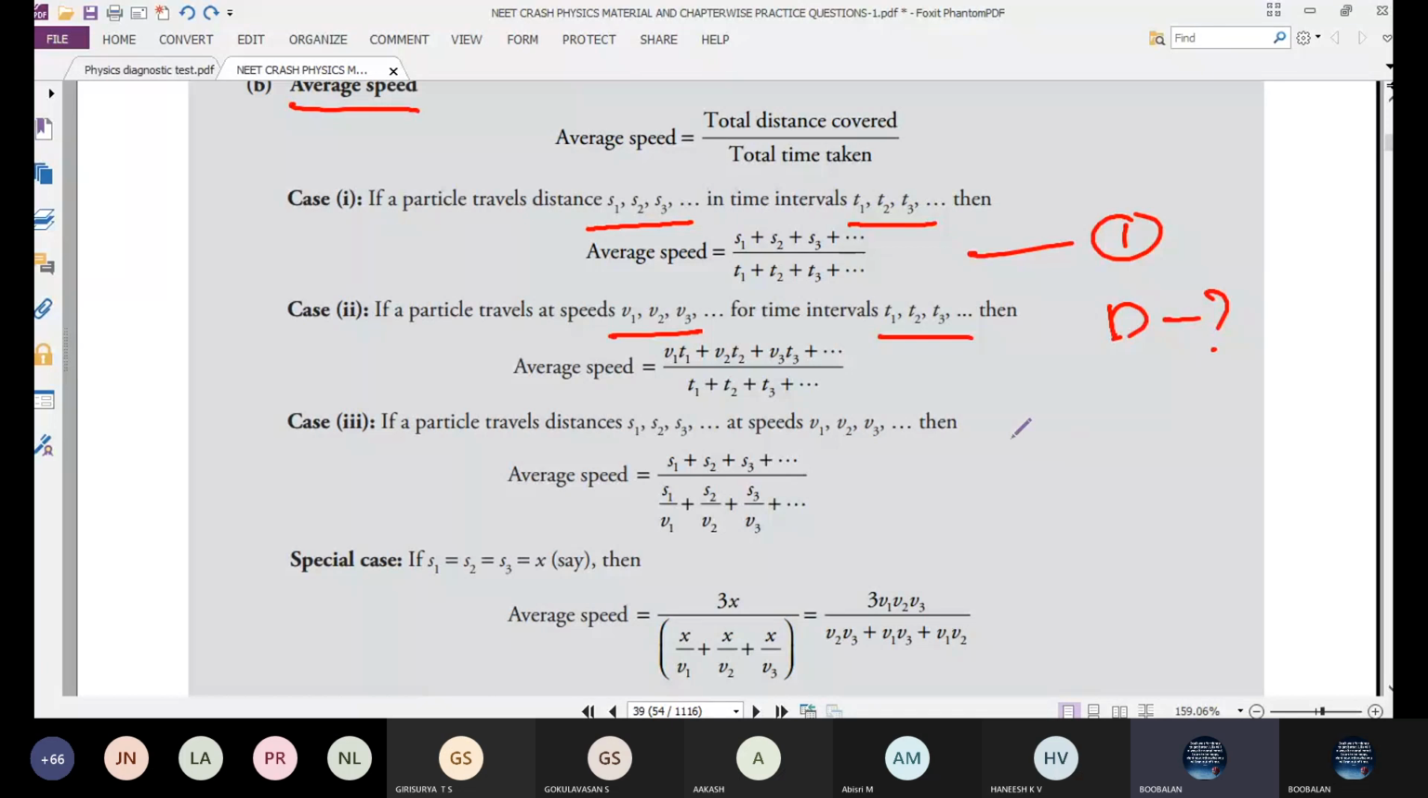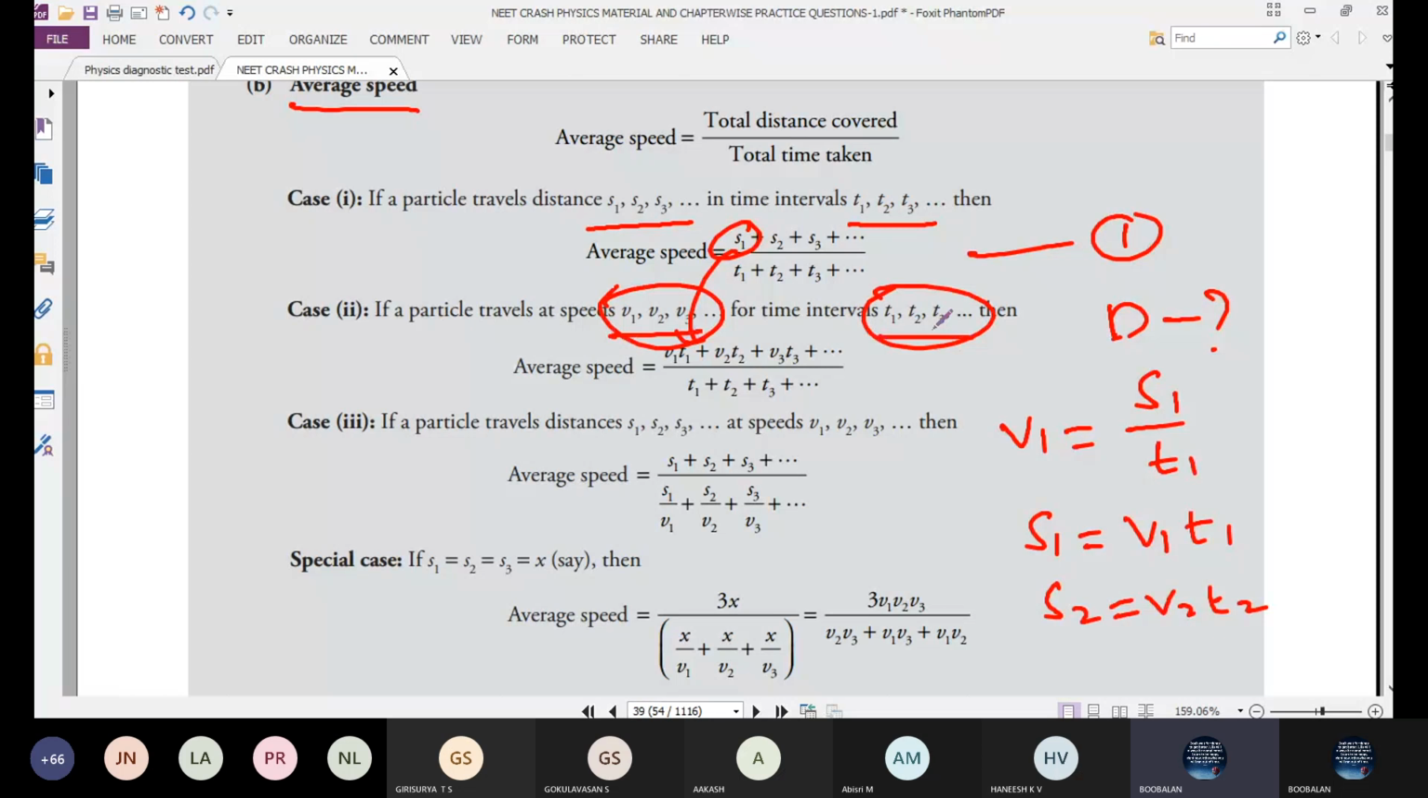So V1 equal to S1 divided by T1. So instead of S1, I can write V1 T1. See here, for S1, I am writing V1 T1. Same for S2 also. S2 means V2 into T2. In this condition, I know only about speed and time interval. So based on these two physical quantities, I can follow the average speed formula.